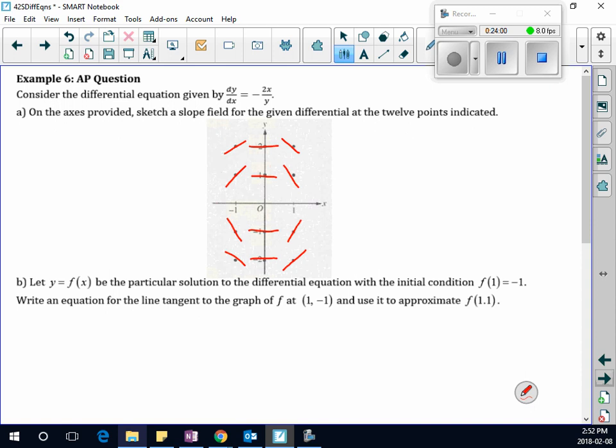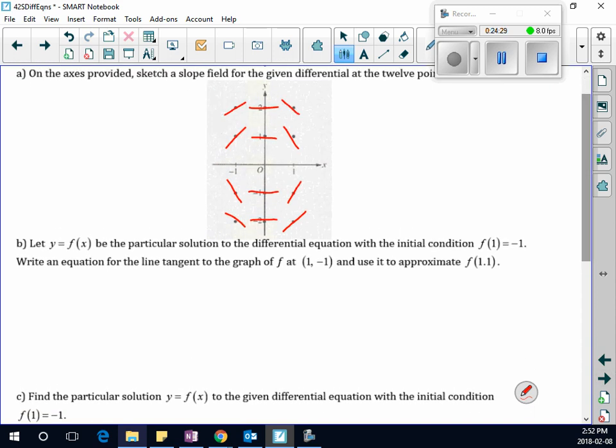So guess what? They give you some initial conditions here. It says let y equals f of x be a particular solution to the differential equation with initial condition f of 1 equals negative 1. Write an equation of the tangent line of the graph at 1, negative 1, and use it to approximate f of 1.1. Do you remember this from before? Yeah, it's all coming back now. Or is it like a secant or cosecant graph? Okay, well, let's just relax here. Let's figure it out, right?